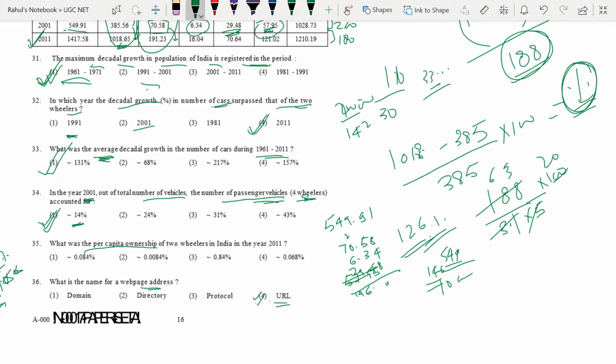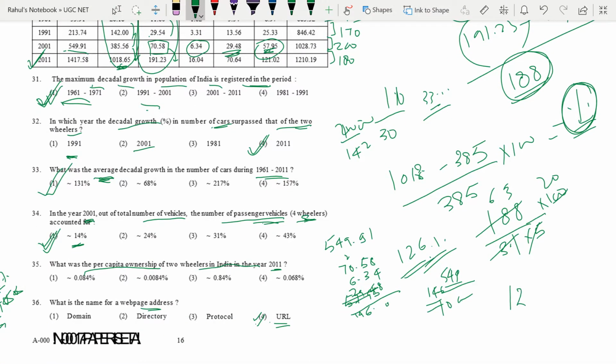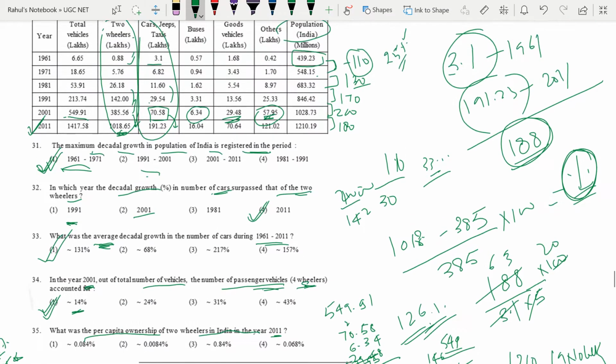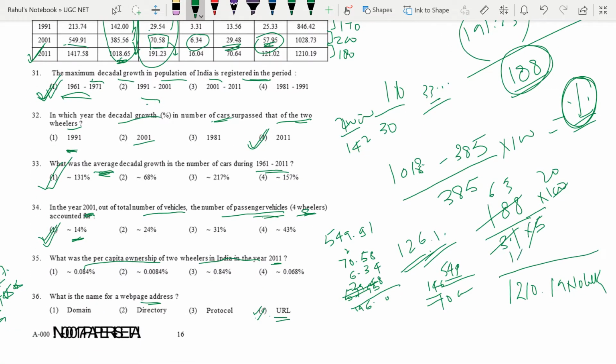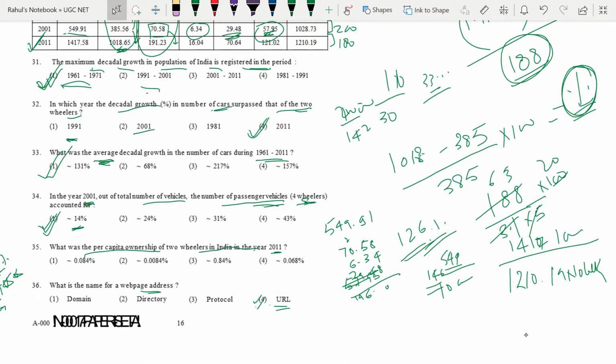And the question number 35. What was the per capita ownership of two-wheelers in India in the year 2011? 2011, the total population is 10.19 million, means 10 lakh into 10 lakh. Okay, per capita ownership of two-wheelers, and two-wheelers are 1417 lakh, 1417 lakh. So 10 lakh, 1 lakh means 1 0 should be there, and you need to cancel it.